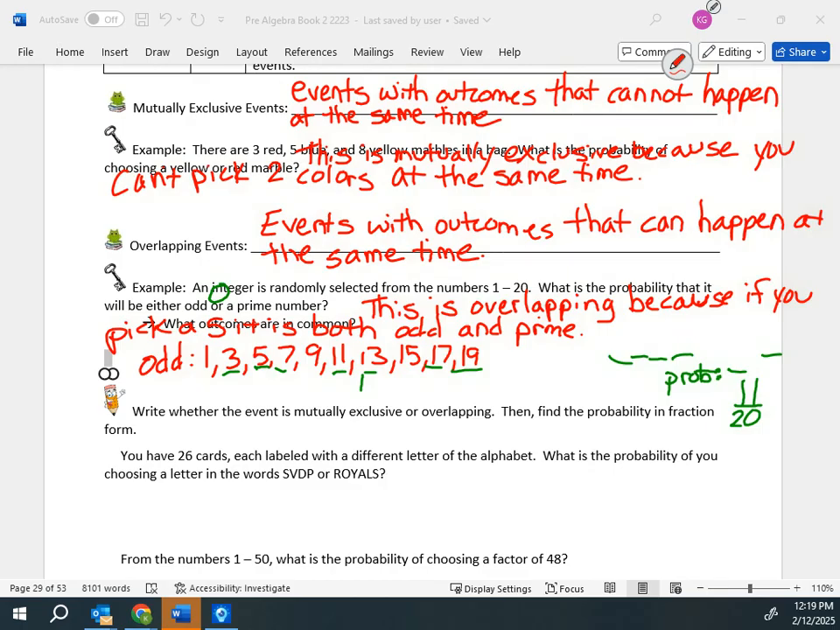There are 1, 2, 3, 4, 5, 6, 7, 8, 9, 10. So if we wanted the probability of pulling an odd number, it would be 10 out of 20. We can also pull primes. So that's why we made our list of prime numbers.